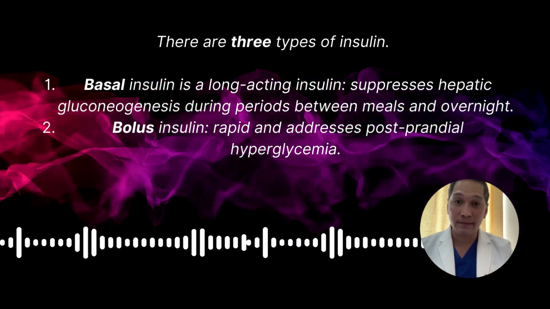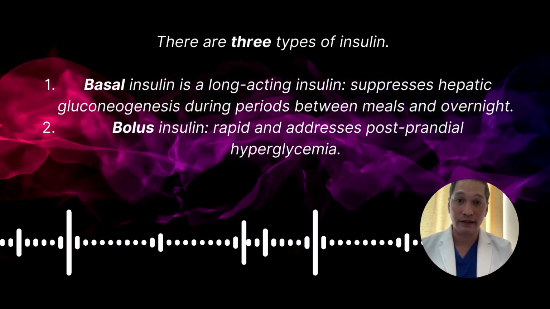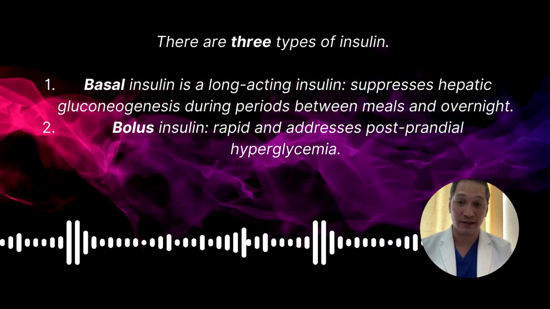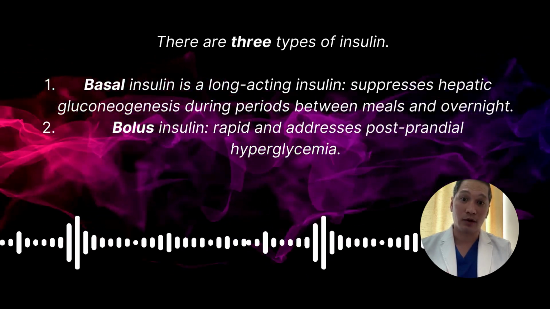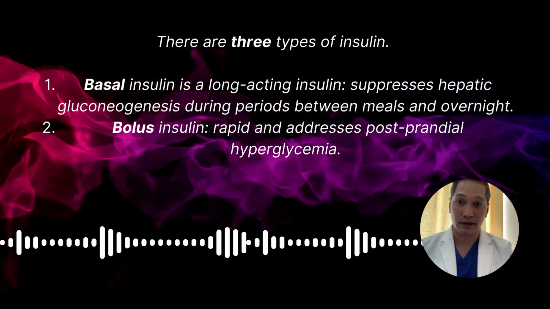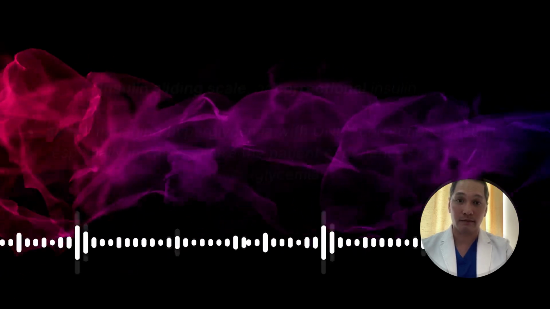There are three types of insulin. Basal insulin is a long-acting insulin that effectively suppresses hepatic gluconeogenesis during periods between meals and overnight. Bolus insulin acts more rapidly and addresses postprandial hyperglycemia. It is administered about 20 minutes prior to a meal.